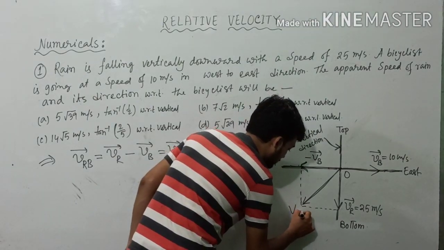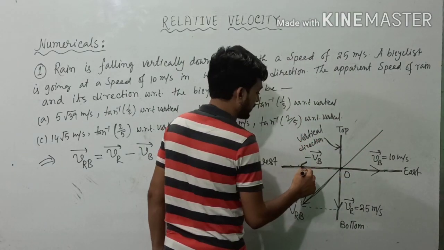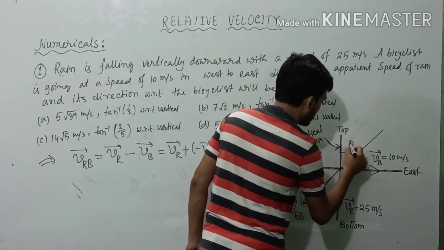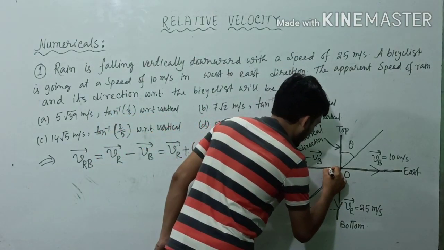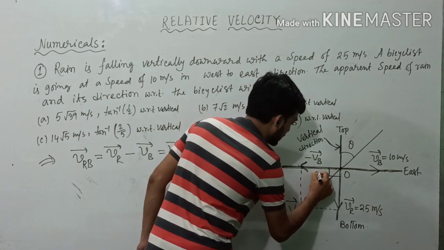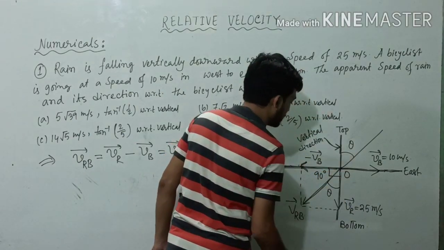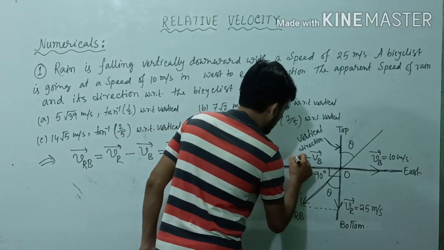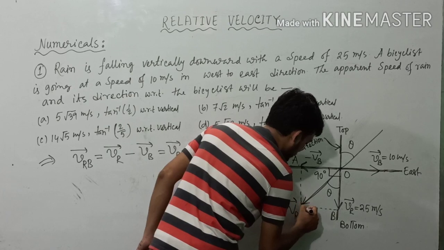velocity of rain with respect to bicyclist, and the direction of this apparent velocity will be at an angle of theta with respect to vertical. What is the angle between this minus VV and VR? This is 90 degree. This angle is theta because these two angles are vertically opposite angles. Say this point is A, this point is B, and this point is C.